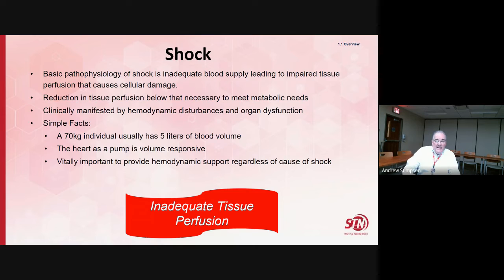So we want to provide hemodynamic support regardless of the cause of shock. So we don't need to wait and identify the cause as working through the algorithm. We want to start to provide hemodynamic support. In traumas, frequently that's fluid and frequently that's blood products.